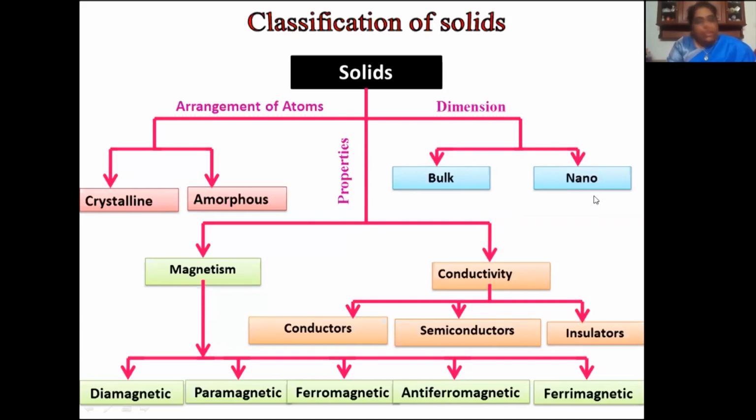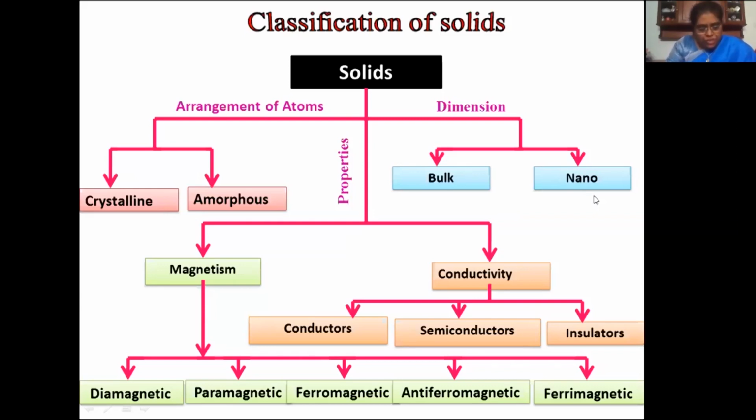Now, when you talk about the dimension, you can have bulk, you can have nanomaterials. It is based on the dimension. So if the particle size is less than 100 nanometer, then the materials made out of such particles are called nanomaterial. If the particle size is more than 100 nanometer, then they form bulk material.